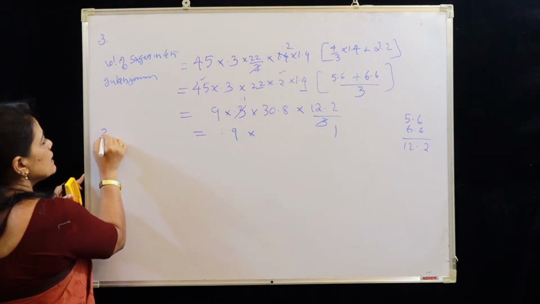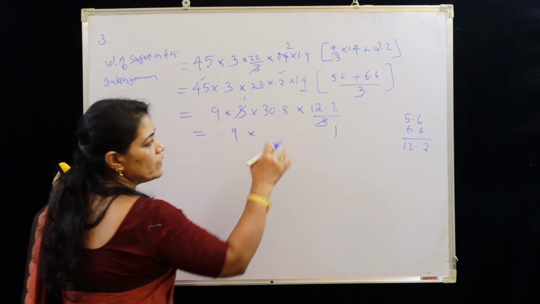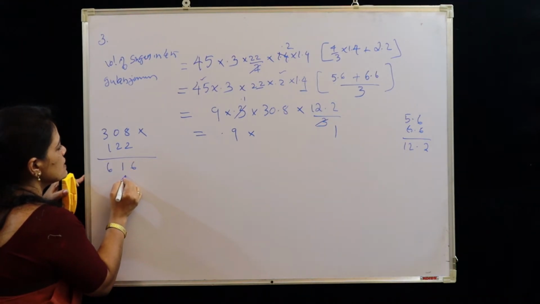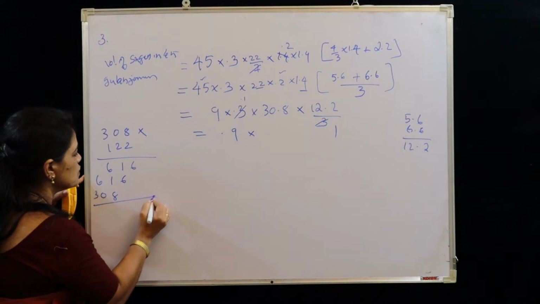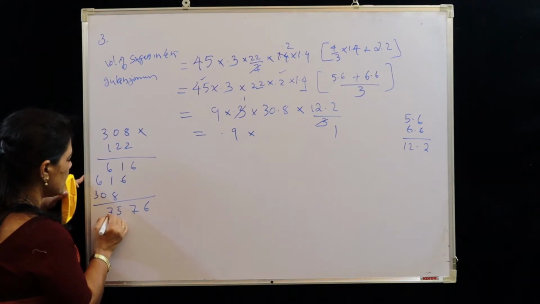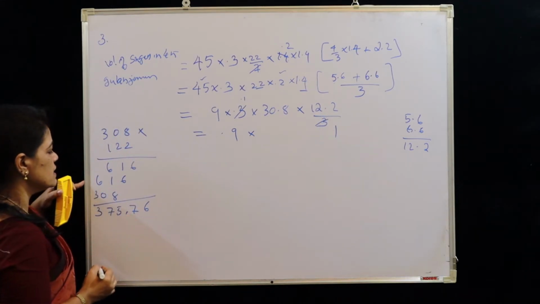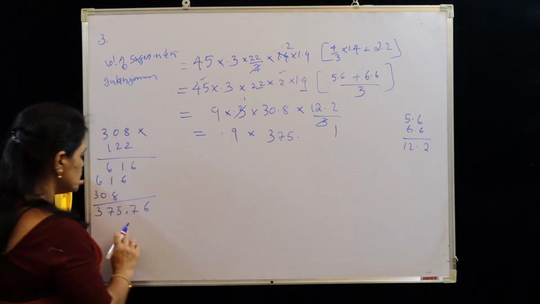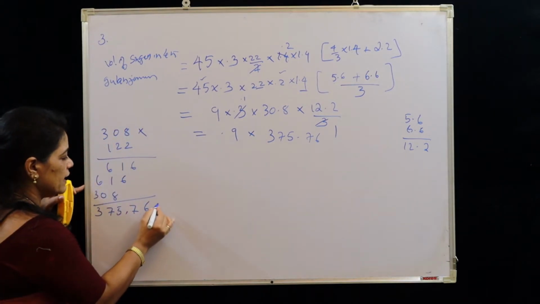That means 308 into 122. Find out the product without the decimal point. 16 and 6, 16, 6, 8, 0, 3. So 6, 7, 9, 15, 1 carry, 7, 3. So with 1 and 2, that is 2 decimal places, so 375.76. This should be multiplied with 9.